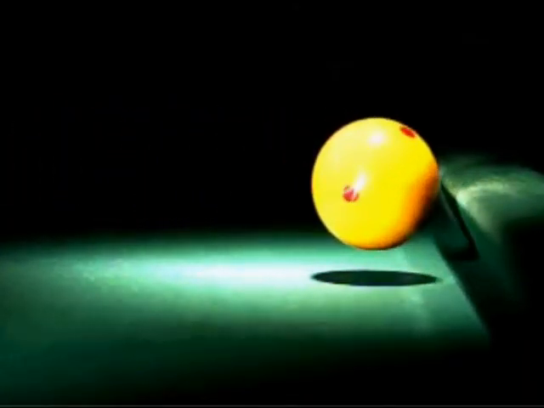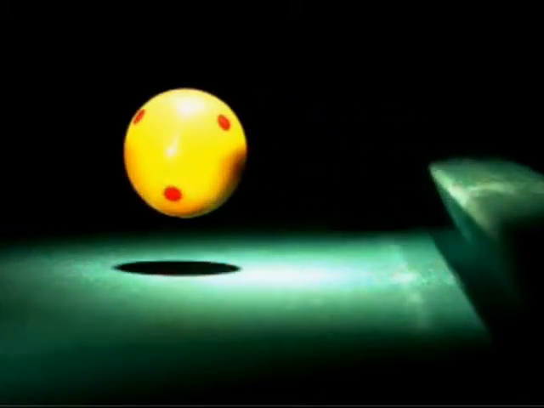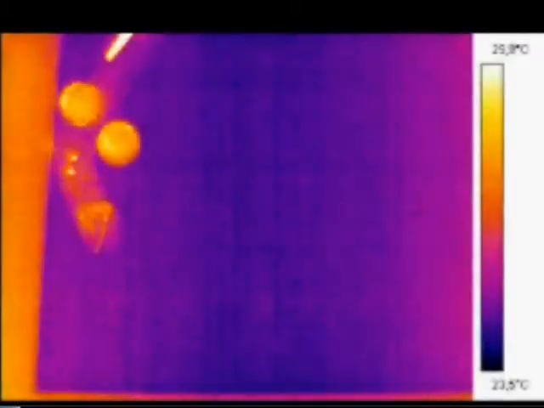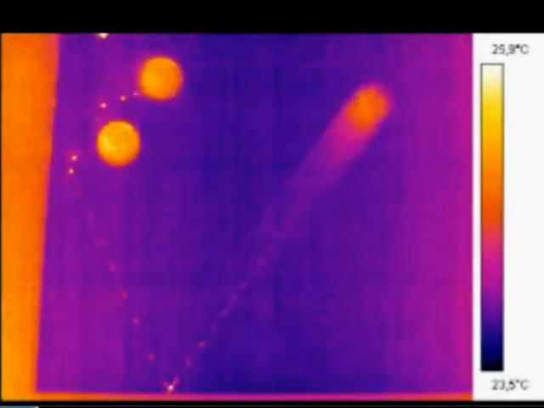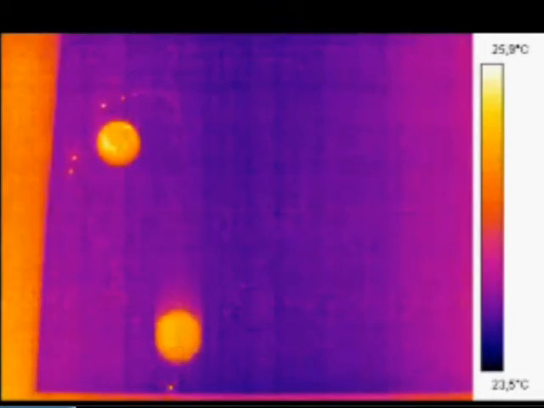This clip is a great example of Newton's third law of motion, which states, the force of object A on object B is equal in strength and opposite in direction to the force of object B on object A.